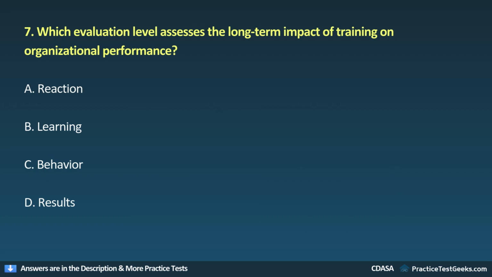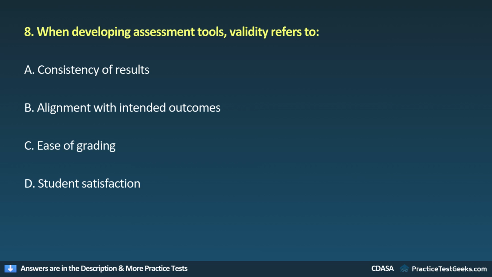7. Which evaluation level assesses the long-term impact of training on organizational performance? A. Reaction. B. Learning. C. Behavior. D. Results.